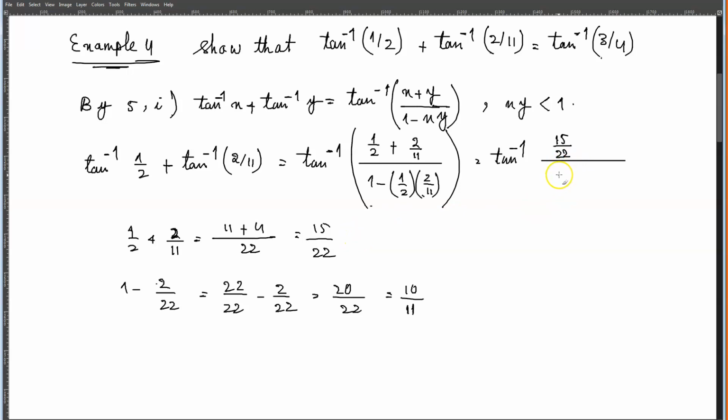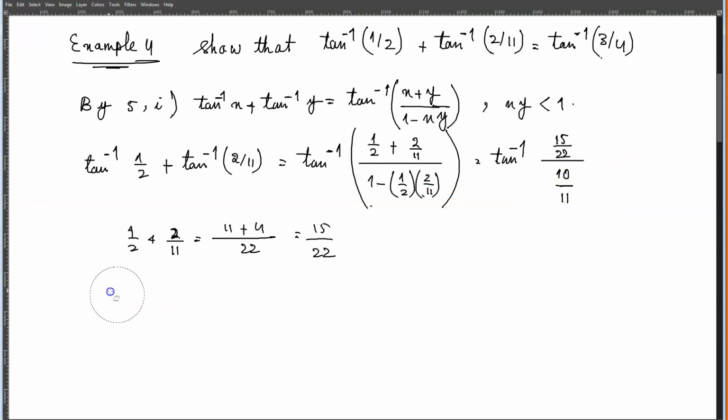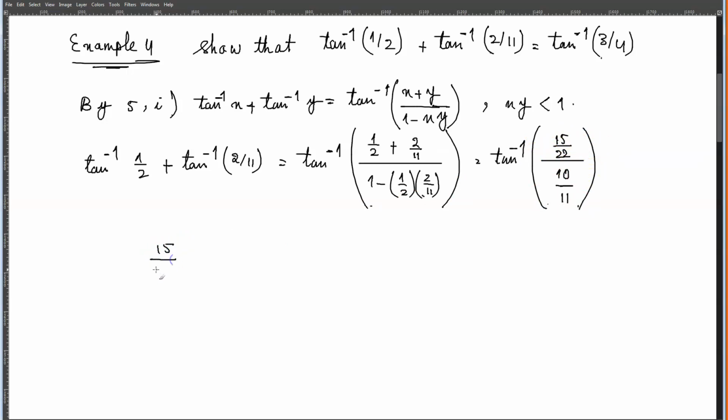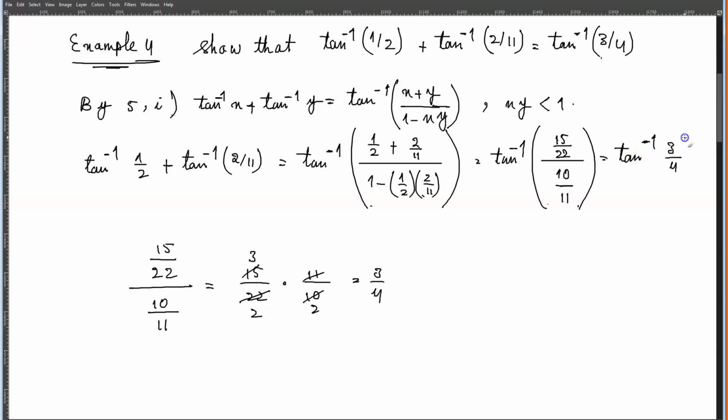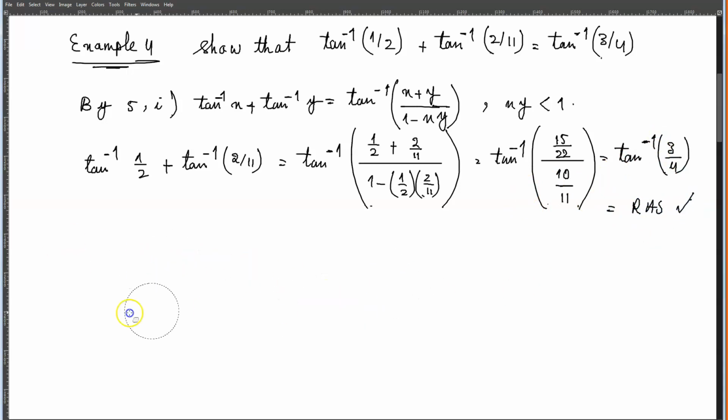So that is basically 10/11, which means that now 15/20 seconds by 10/11 is the same thing as 15/20 seconds times 11/10, and that is a 2, so divide by 5 you will get 2, divide by 5 you will get 3, so that's 3/4. So that's the tan inverse of 3/4, and that is equal to the right hand side of the equation, okay? And that is actually basically your left hand side, LHS, and therefore LHS is equal to RHS.